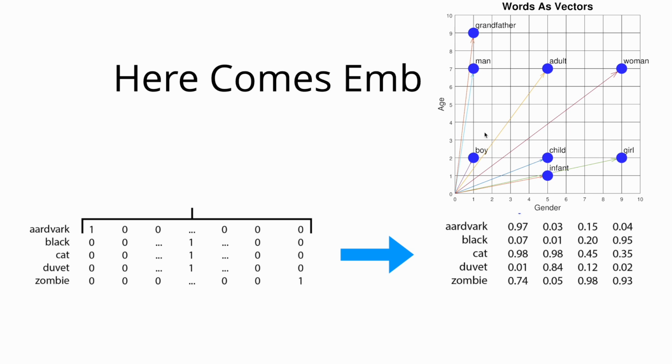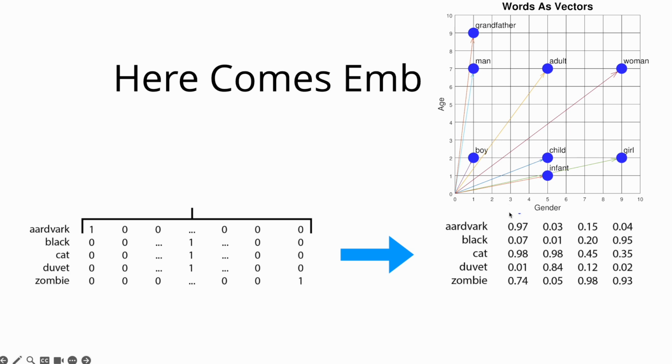Boy is towards the left. So anything towards the left, if you see, they are masculine. Anything towards the right, they are feminine. Okay. This is how computers or models understand words, right? They're not understanding words just by plain vanilla one hot encoding, but by this. And this is called embedding.